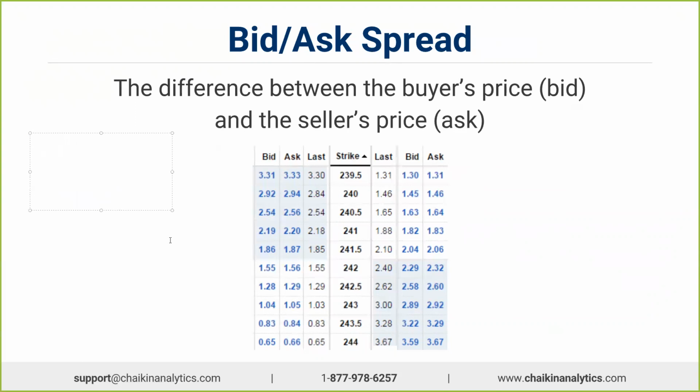So that is how I look at bid-ask spread. I want the bid-ask spread to be less than 10% of the ask on what you're looking at.